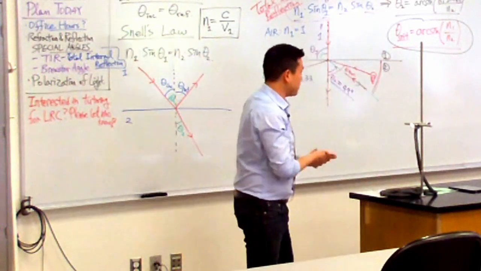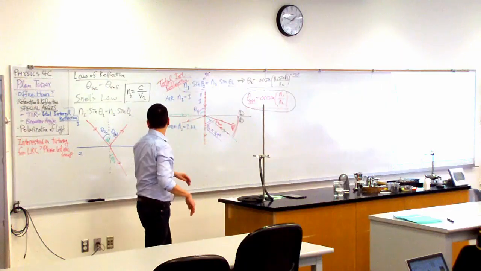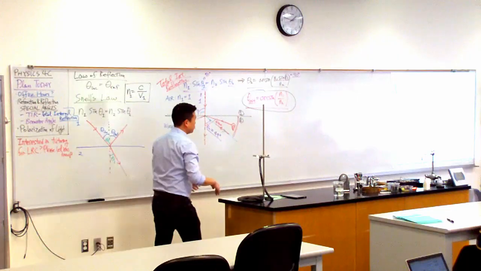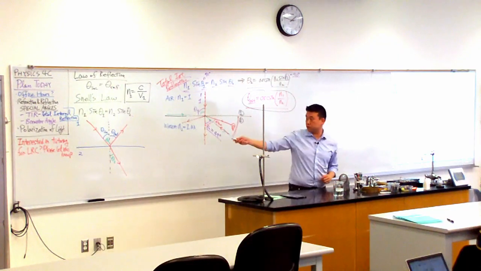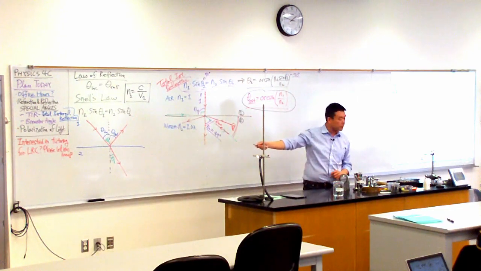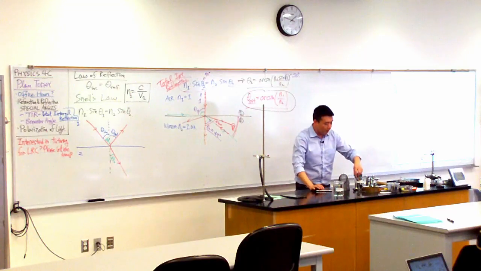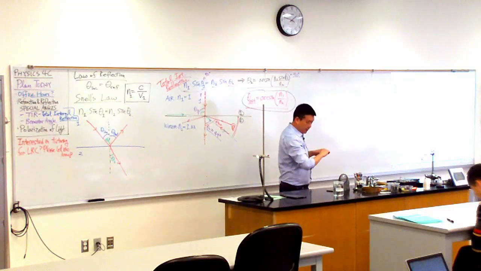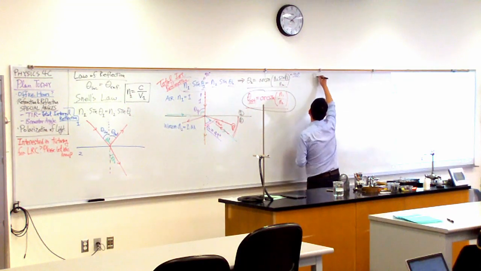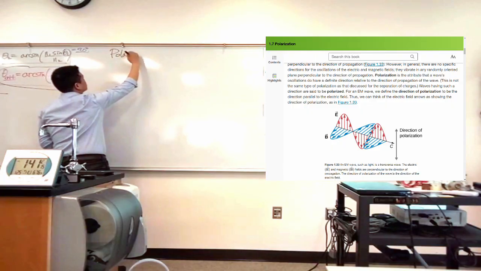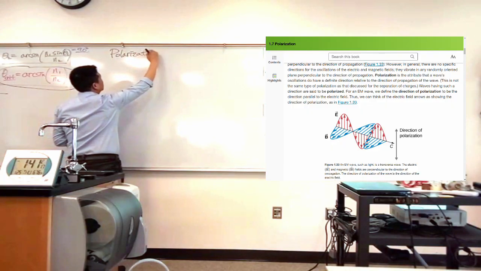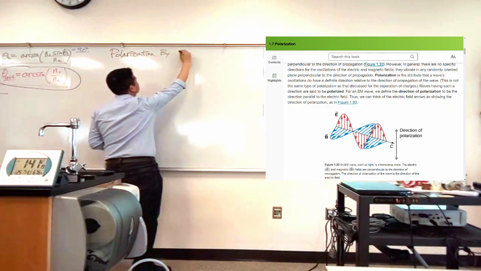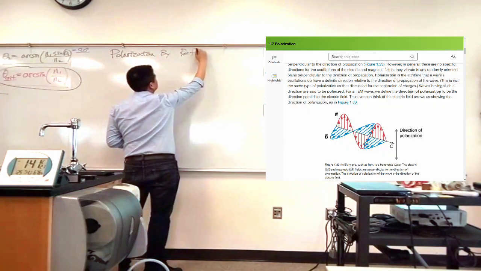And with that visual image, let me go over what's called Brewster angle. I don't think your textbook refers to it that way. Or we could call it polarization by reflection.